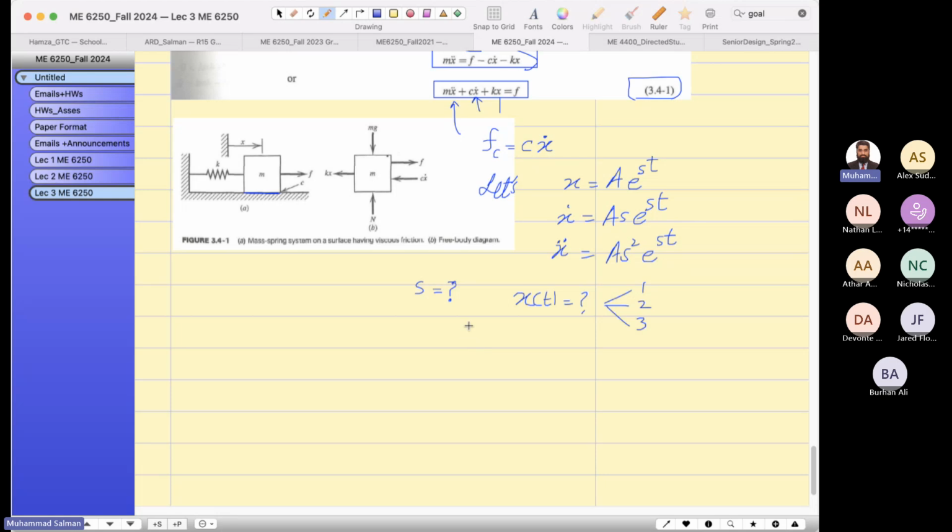So let's go slowly and plug x dot and x double dot into equation 3.4-1. I will just remove the parentheses here: m A s square e to the st plus c A s e to the st plus k A e to the st equals f.